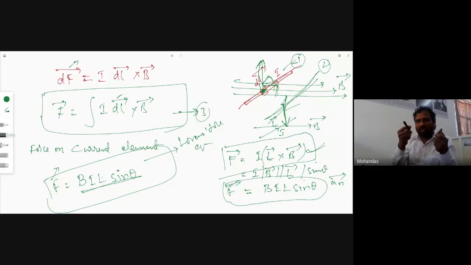What happens in these two conductors? Please respond now. You know? A twisting moment. What is the name of the twisting moment? Torque. Yeah, torque will be produced. Due to that torque, the conductors are trying to rotate, then the motor is trying to rotate.